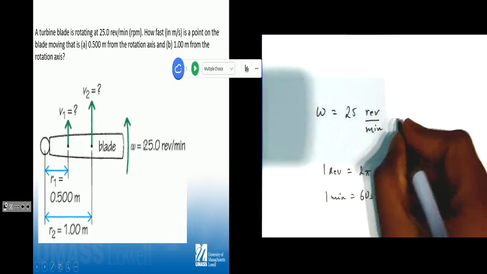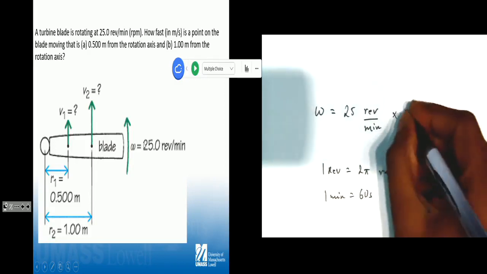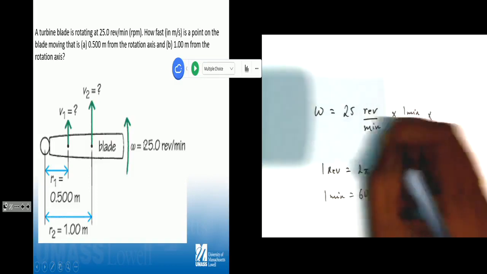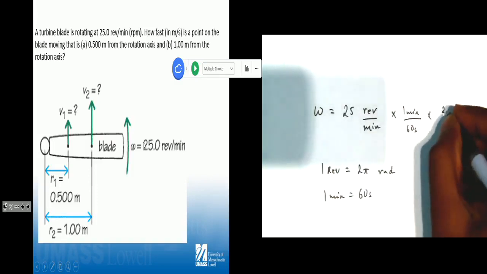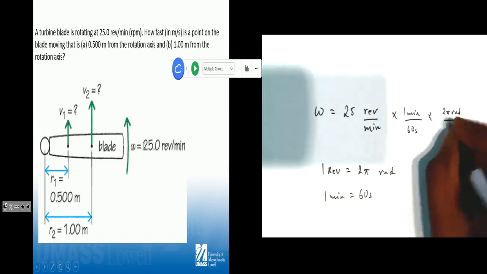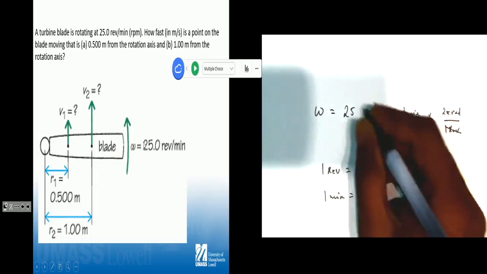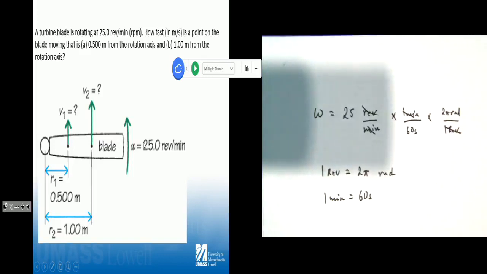Remember, I want to divide the minutes out, so let's get the 1 minute up top and the 60 seconds down here. I want to divide the revs out, so the radians go up top and the revs go in the bottom. And I'm left with 25 times 2 pi divided by 60. Pi is 3.14. Can someone actually do the math and tell me the number?